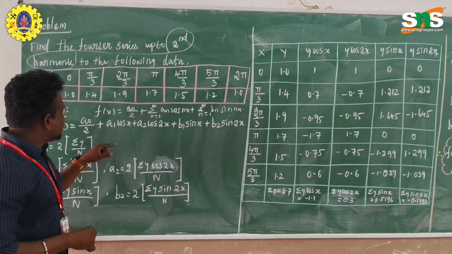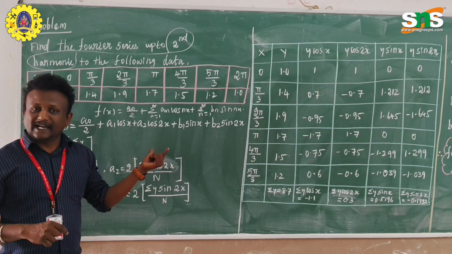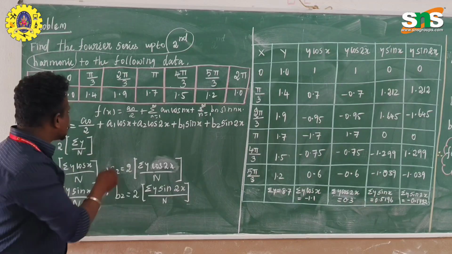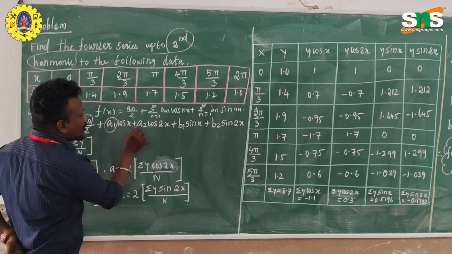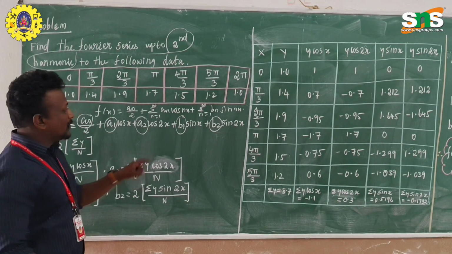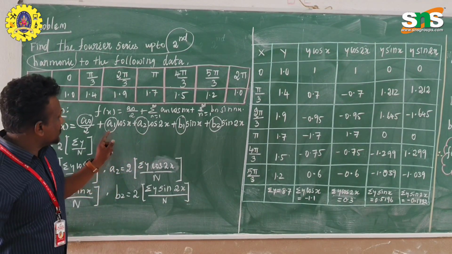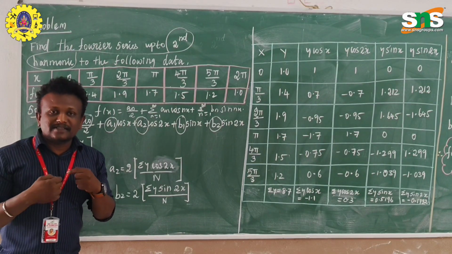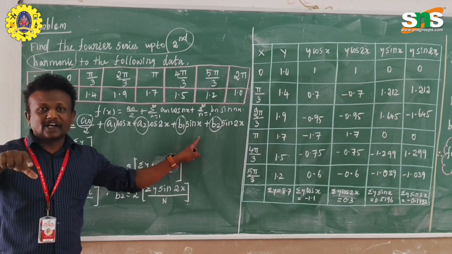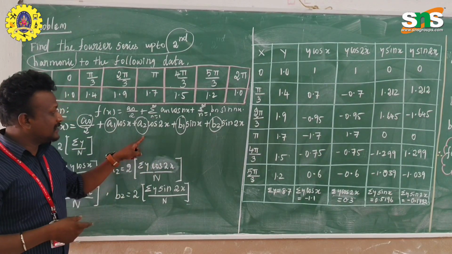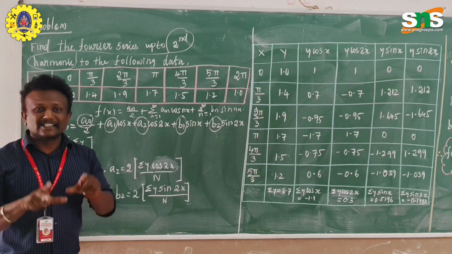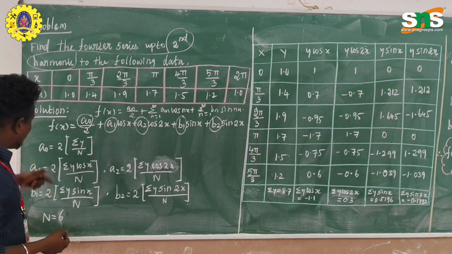Now let me check what Fourier coefficients we have here. We have A0, A1, A2, B1, B2. These terms are the Fourier coefficients. Our task is to find the values of these Fourier coefficients, and after finding all of them, we have to substitute the results into this general Fourier series formula. That is our task.